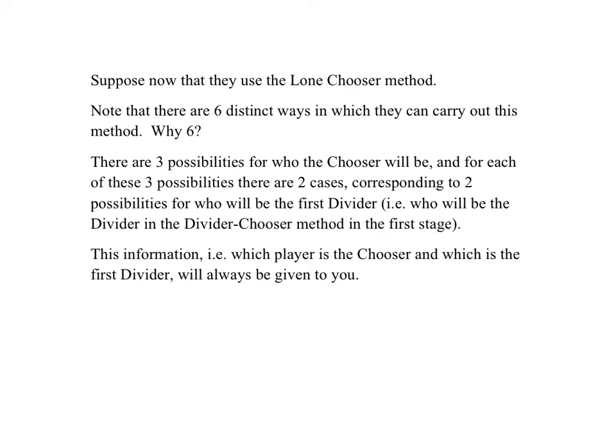So for example, you could have Jason as the chooser. That leaves Kelly and Lauren to play the other two roles. And between Kelly and Lauren, it could be that Kelly is the first divider, or it could be that Lauren is the first divider. So just with Jason as the chooser, there are two different ways to proceed. Similarly, with Kelly as the chooser, there are two different ways to proceed. And similarly, with Lauren as chooser, there are two different ways to proceed. So there are actually 6 different ways we could assign roles here. Now, this information about who plays what role, in other words, which player is the chooser and which is the first divider, will always be given to you.